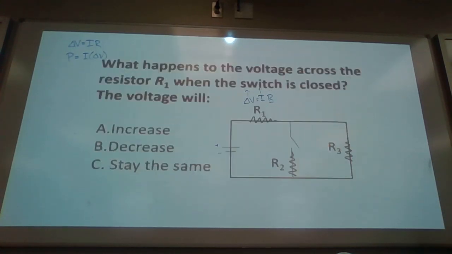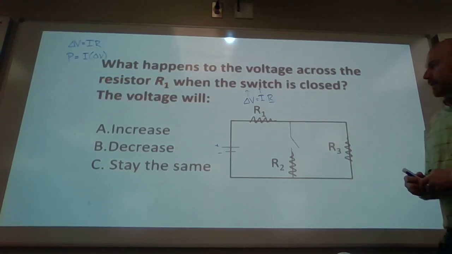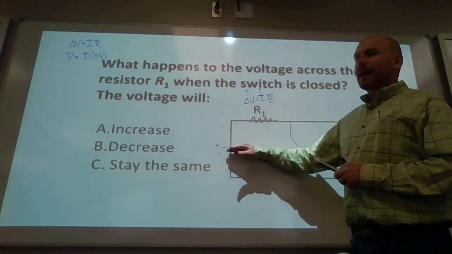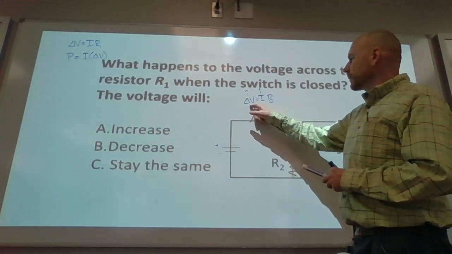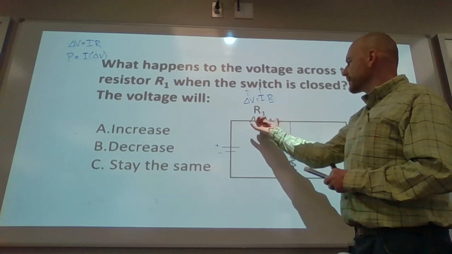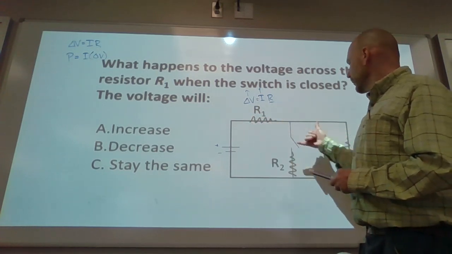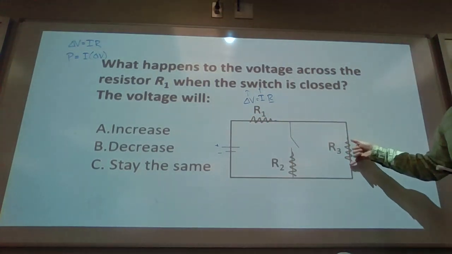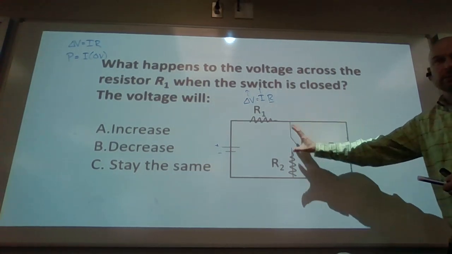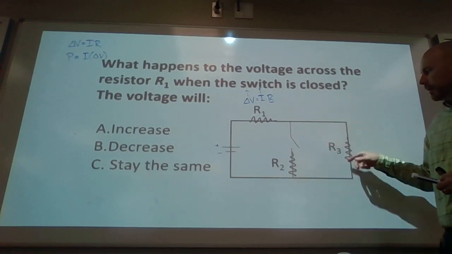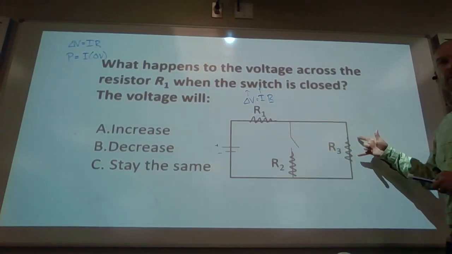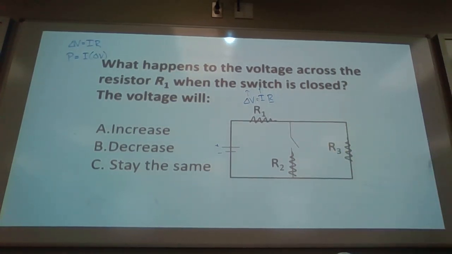Okay, so the loop rule says the voltage gain hasn't changed because we haven't changed the power supply. We increase the voltage drop across this guy. Therefore, we have to decrease the voltage drop across this branch, whatever's back here. And they're independent, they're in parallel, so the voltage drop across this one is equal to the voltage drop across this one. Good with that?